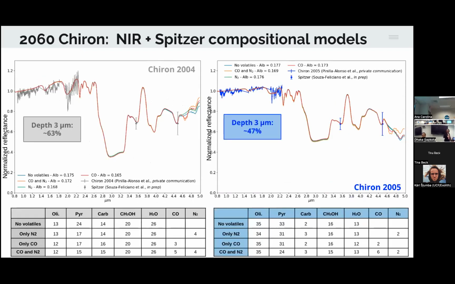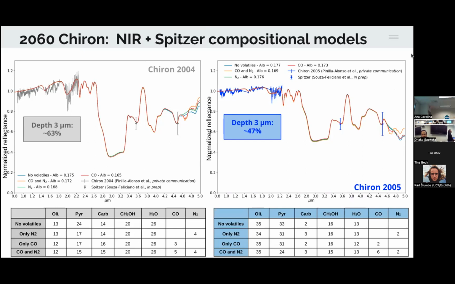And with the same materials, we had two different proportions for the surface composition of Chiron. The one which had a deeper drop here at 2 microns had 26% of water ice. And the other one, which has that low feature here at 2 microns, had only 13%. It means that in a time of one year, we had a difference of almost half the amount of water ice. And as the water ice comes down, the presence of silicates goes up.